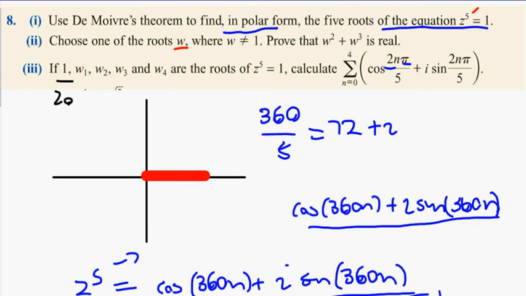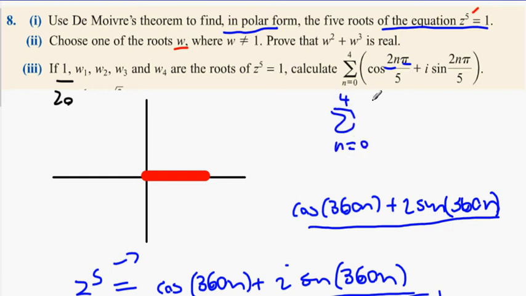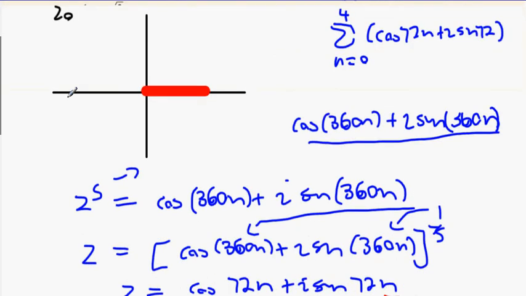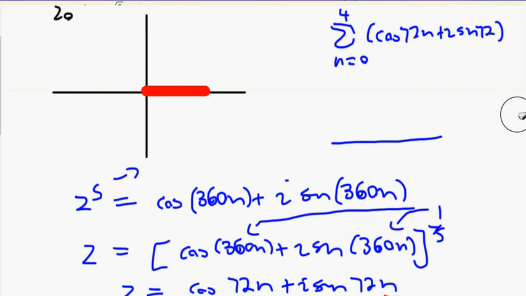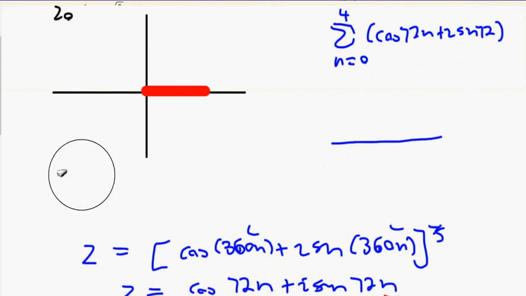So it's basically asking you what is the sum of, when you do it like this, n equals 0 to 4, and it wants cos 72, because 2 pi in radians is 360. 360 divided by 5 is 72, plus i sine 72. So what it wants me to do is add them all together, because we've already done this and we already have all the numbers.